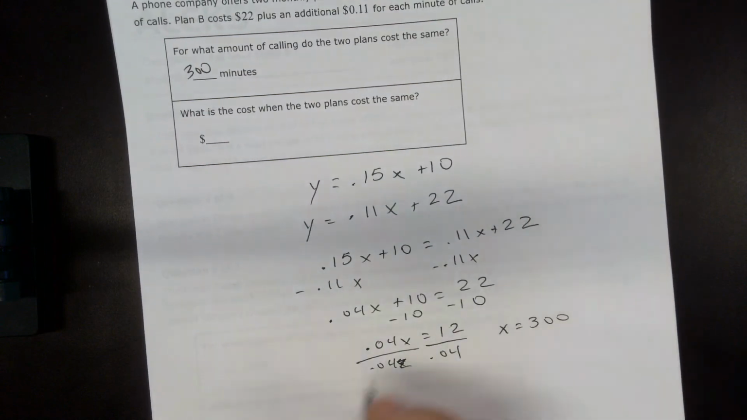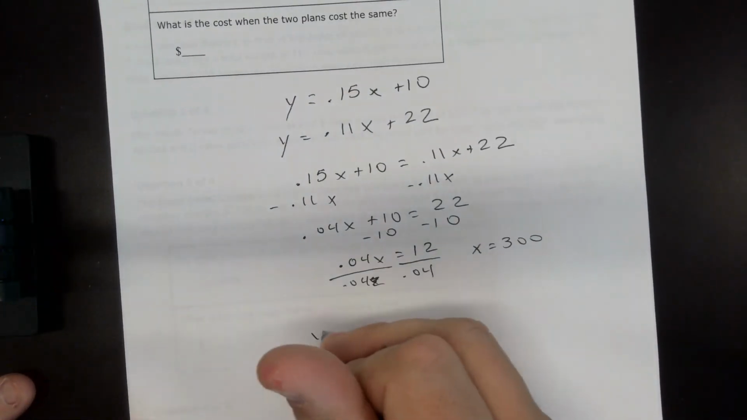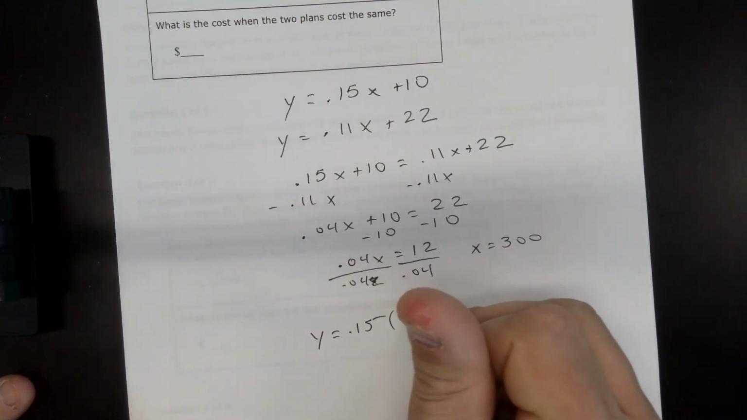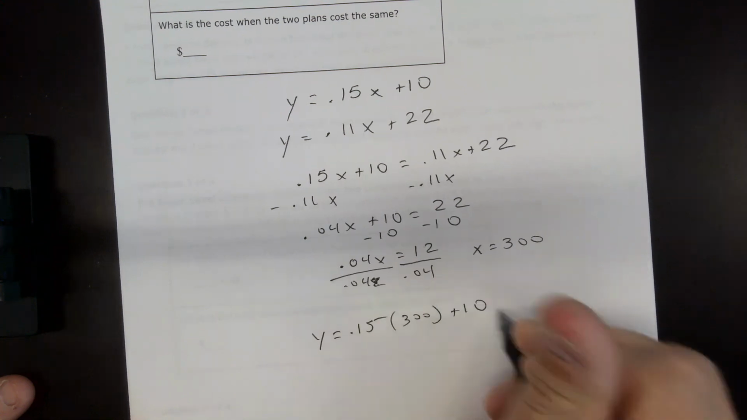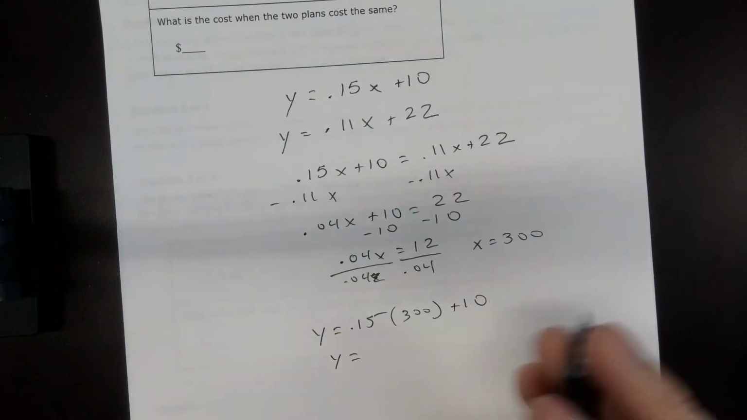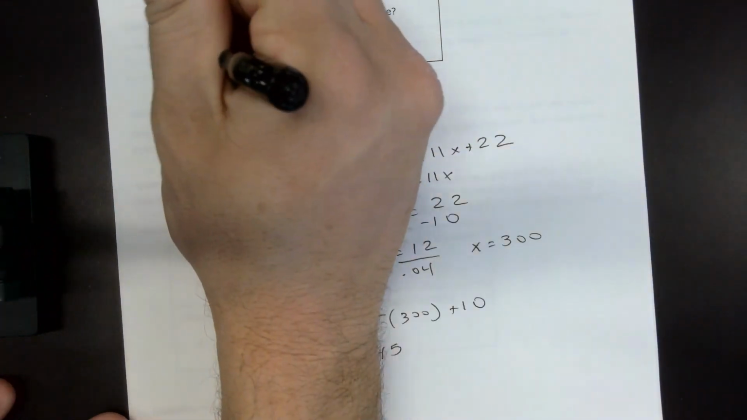So now we can go back through and plug it back in. I'll just plug it back into the top one. Y equals 0.15 times 300 plus 10. Everyone help me out with that. 0.15 times 300. 45. So $55 is where they cost the same.